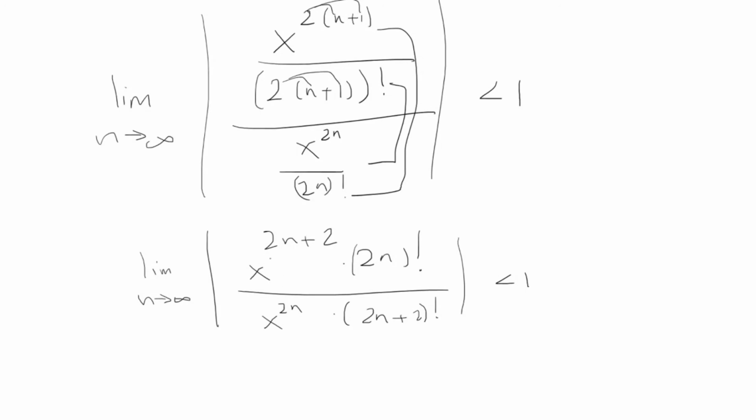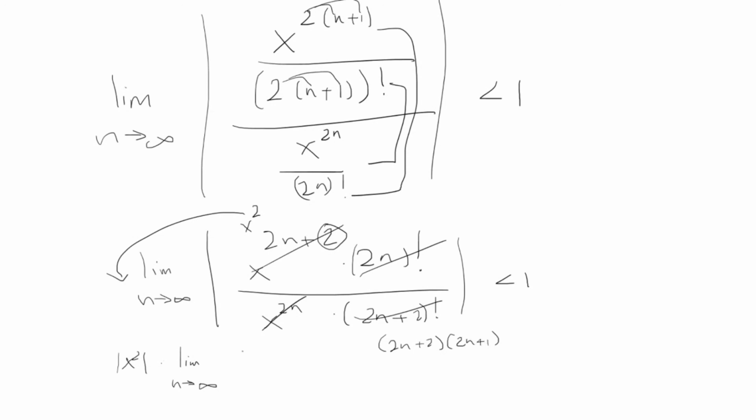Now, the only difference between x to the 2n plus 2 and x to the 2n is a factor of 2 in the exponent. So this will cancel out and you'll have x squared left. And we can pull this out in front with the absolute value. So we have the limit as n approaches infinity. Now we can simplify 2n factorial over 2n plus 2 factorial as just 2n plus 2 times 2n plus 1. So all that's left is 1 over 2n plus 2 times 2n plus 1.